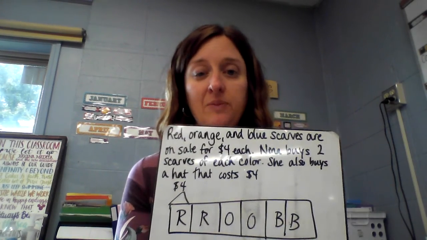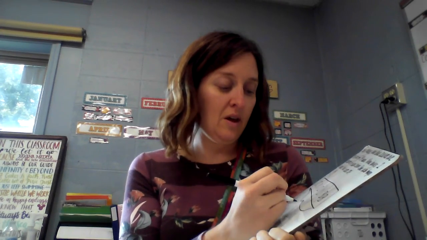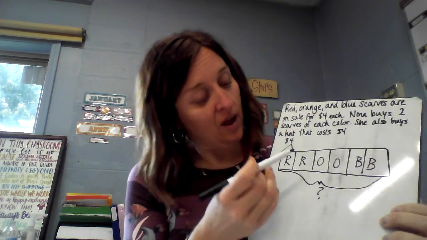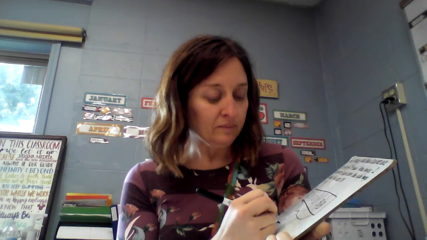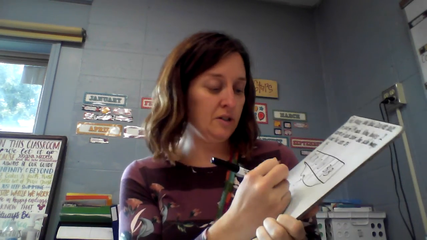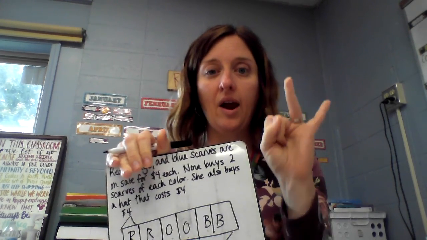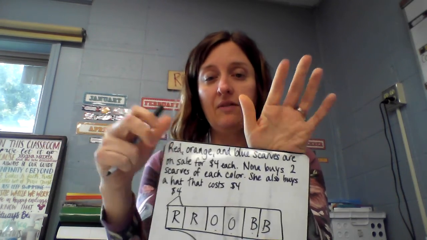I need to find out how much she spent on scarves before I do anything else. I don't know the total she spends, do I? But I know how I can figure that out. I have 1, 2, 3, 4, 5, 6 groups, and each one of those is going to cost me $4. So I'm doing 4 sixes, okay? 4, 8, 12, 16, 20, 24.